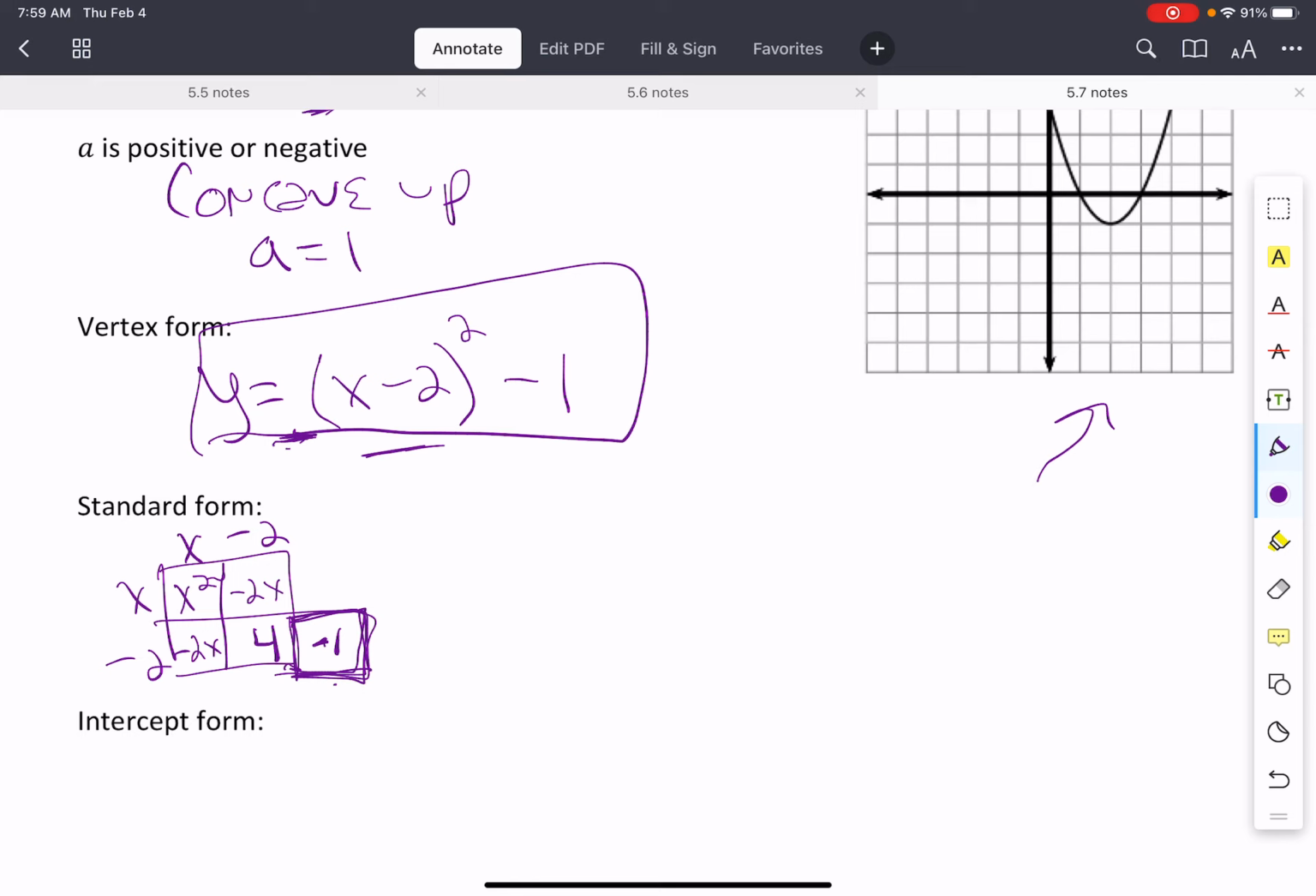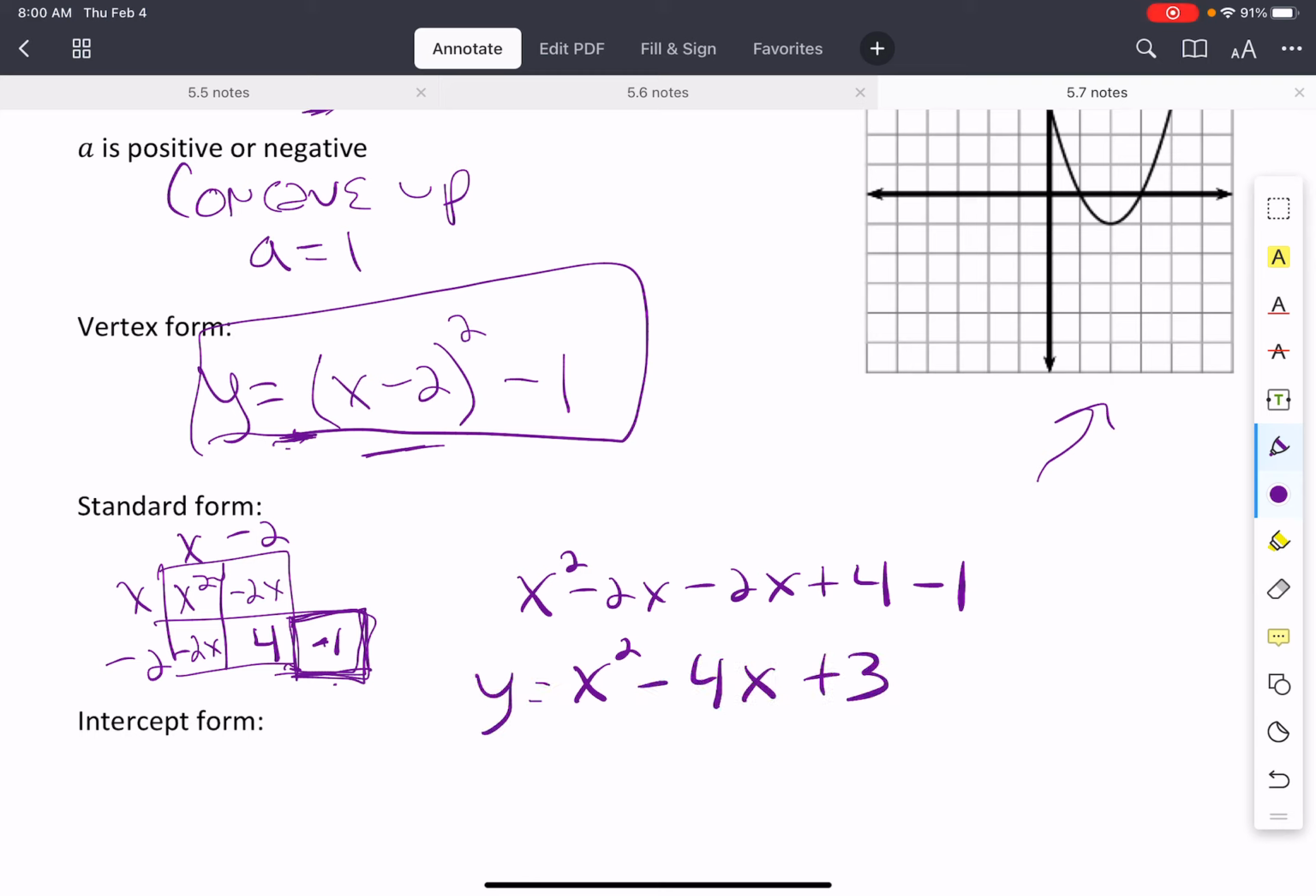Okay, then what? Combine like terms, good. So there's my standard form.